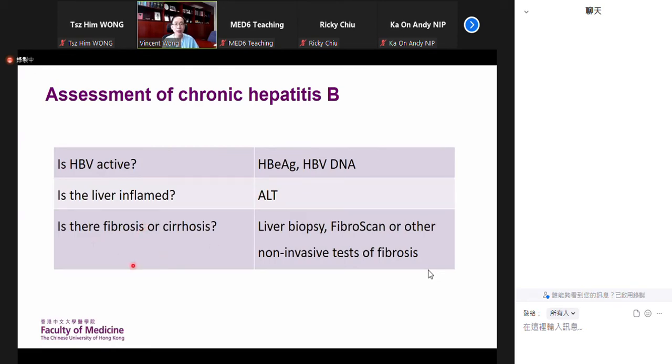Finally, we want to see how much injury the patient has sustained before seeing you. So we want to know whether there's any liver fibrosis. We want to know whether the patient has already got cirrhosis. Again, you can use liver biopsy to make the diagnosis, but nowadays we have other non-invasive tests to assess the severity of liver fibrosis.